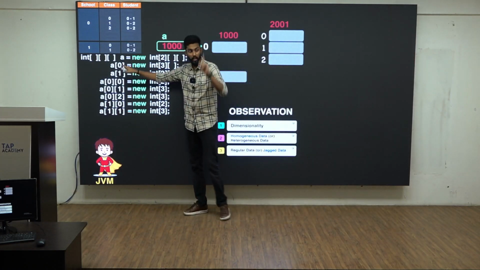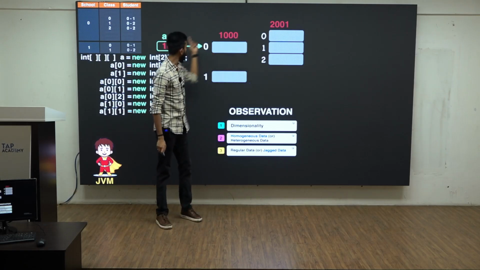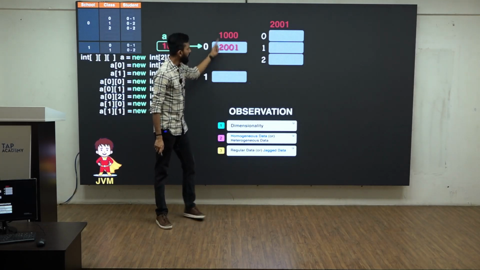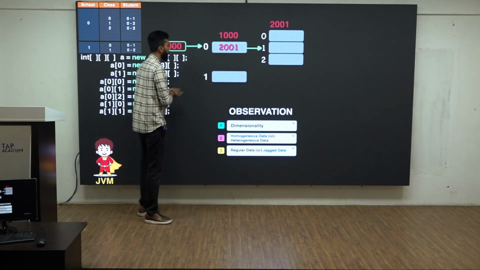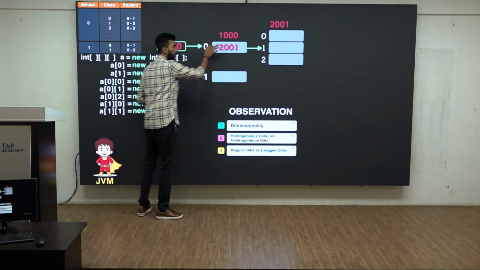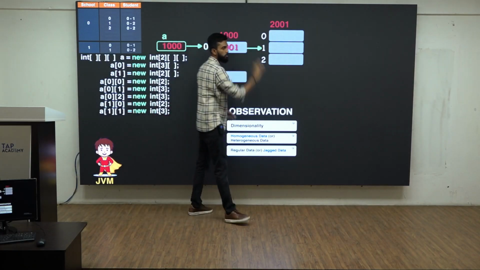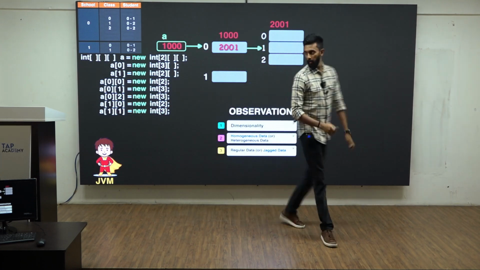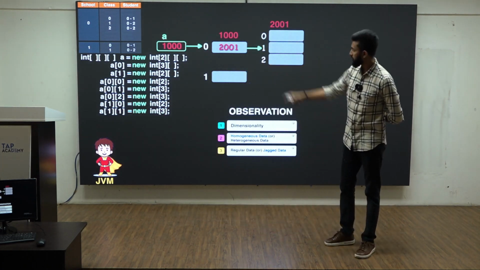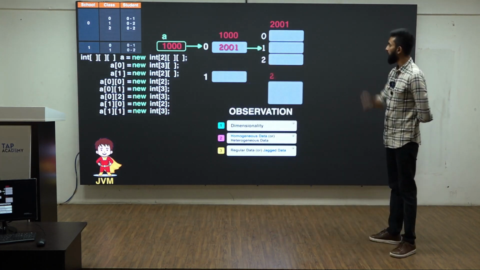What is there in the LHS? A of 0. 2001 will come inside A of 0. This is referring to this. So see how to see. First school has 3 classrooms. Clear till here? Next line, assignment RHS new, new block of memory with an address.